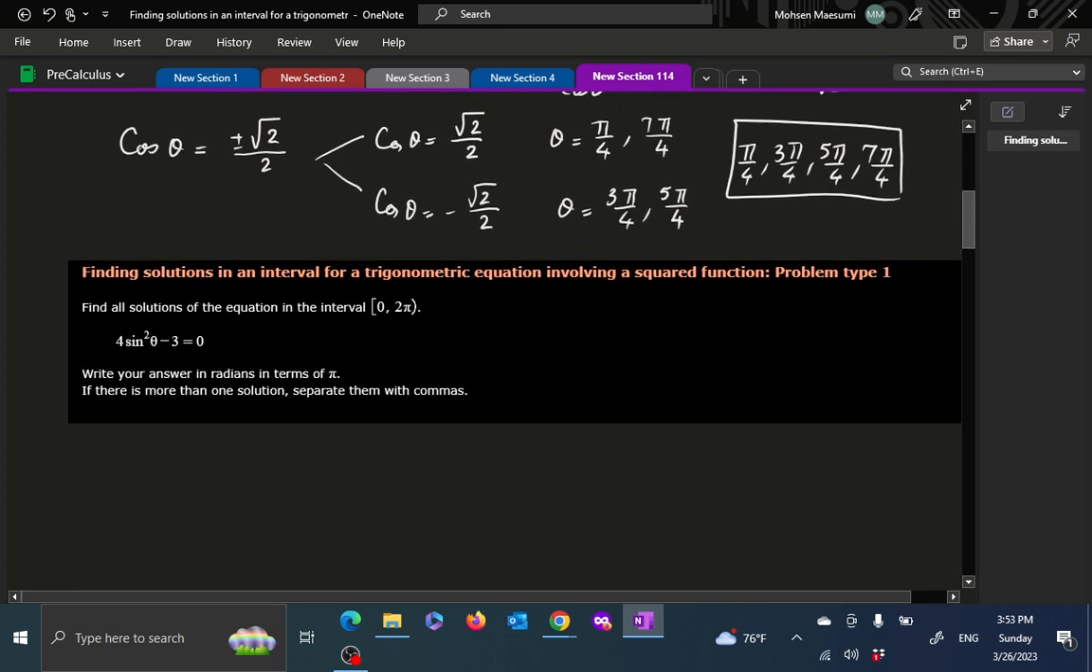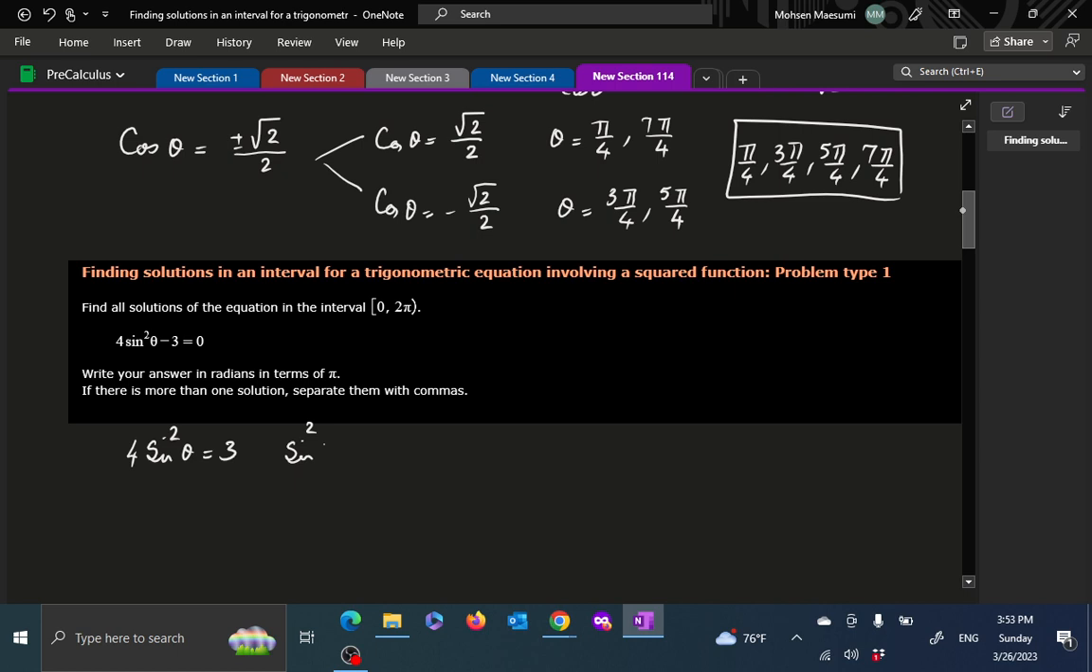Another example: we have 4 sine squared theta minus 3 is equal to 0. So this becomes 4 sine squared of theta is equal to 3. You can take the square root, or first divide and then take the square root. Sine squared theta becomes 3 over 4. We take the square root of this, and sine of theta becomes plus or minus radical 3 over 2.